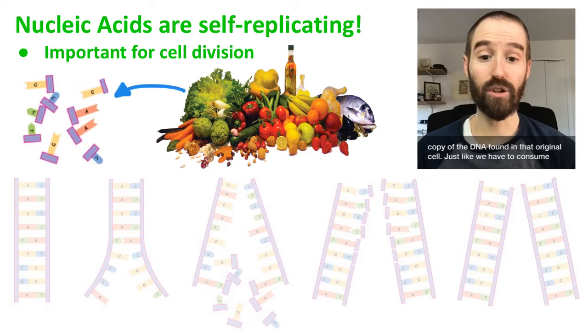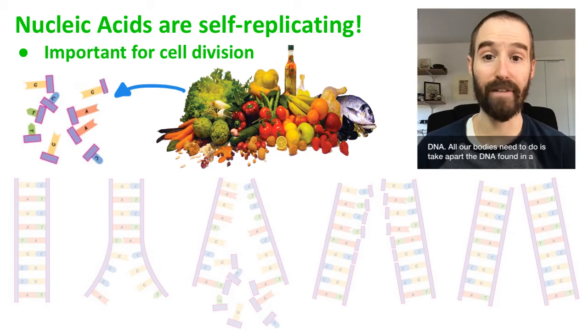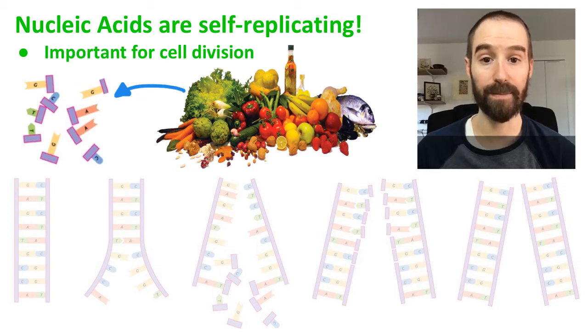Just like we have to consume carbohydrates in order to get the materials necessary to produce energy inside of our cells, we must also consume nucleotides from other living organisms in order to get the materials we need to build this new DNA. All our bodies need to do is take apart the DNA found in a hamburger or in a salad and reassemble those nucleotides to match our own DNA, using our DNA as a template.